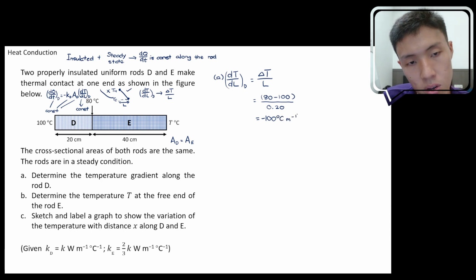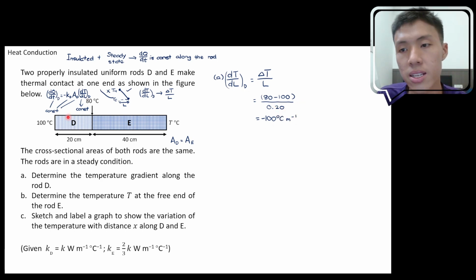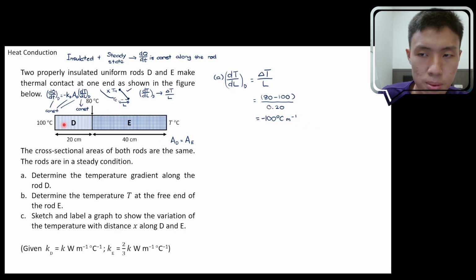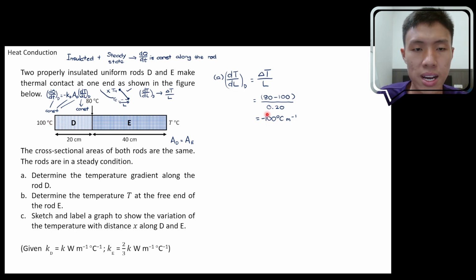So what does this value mean? It means that for every meter that we move to the right along this rod, you will see a decrease of 100 degrees Celsius in temperature. It's equivalent to saying that for every 1 cm you move to the right, your temperature drops by 1 degree Celsius, because 100 degrees Celsius per 100 cm is the same as 1 degree Celsius per cm. So every 1 cm to the right, your temperature will drop by 1 degree Celsius. Another 1 cm, you drop by another 1 degree Celsius. That's the idea of temperature gradient.